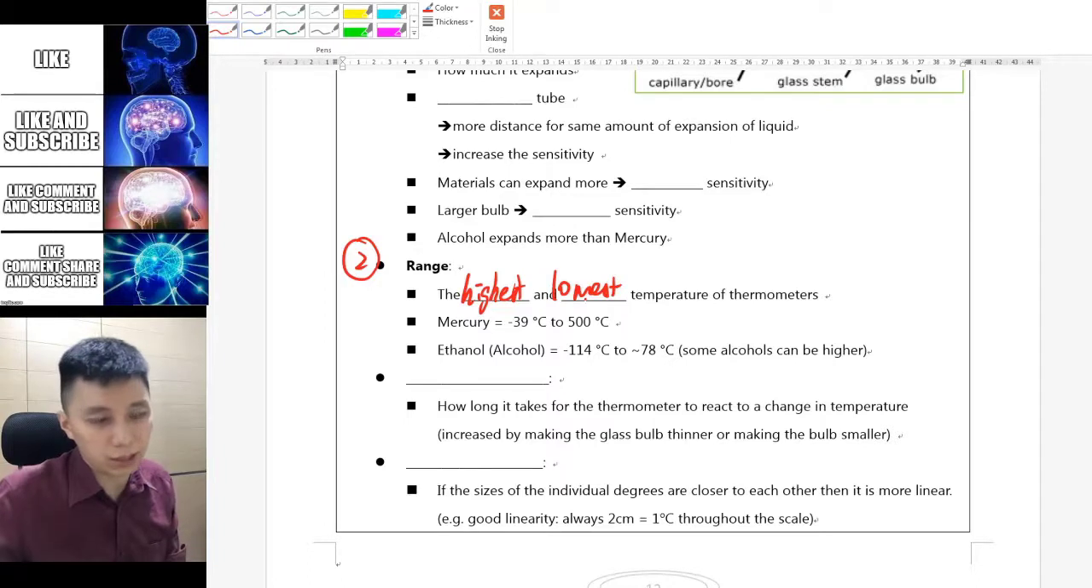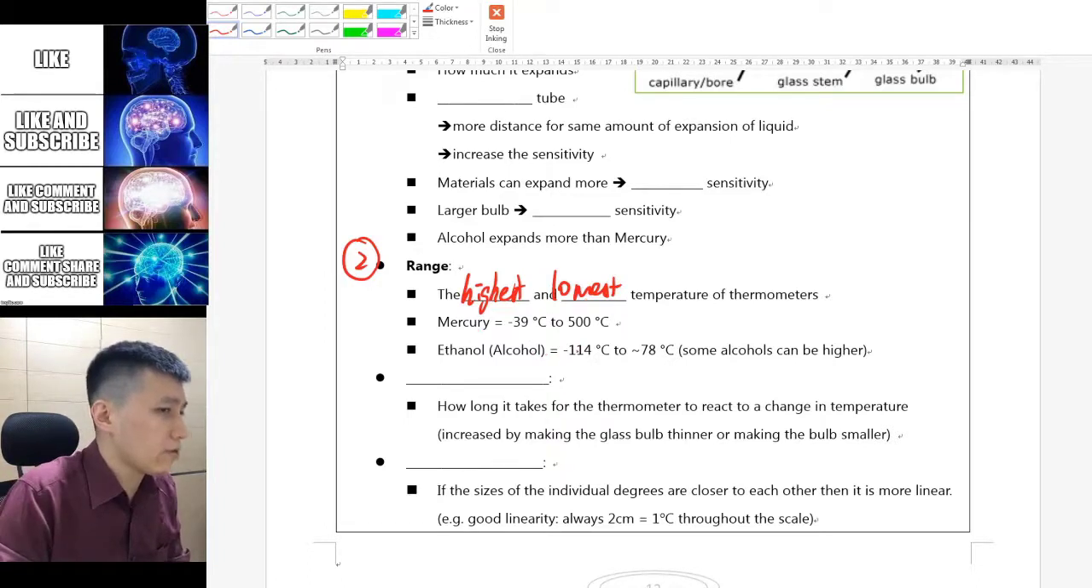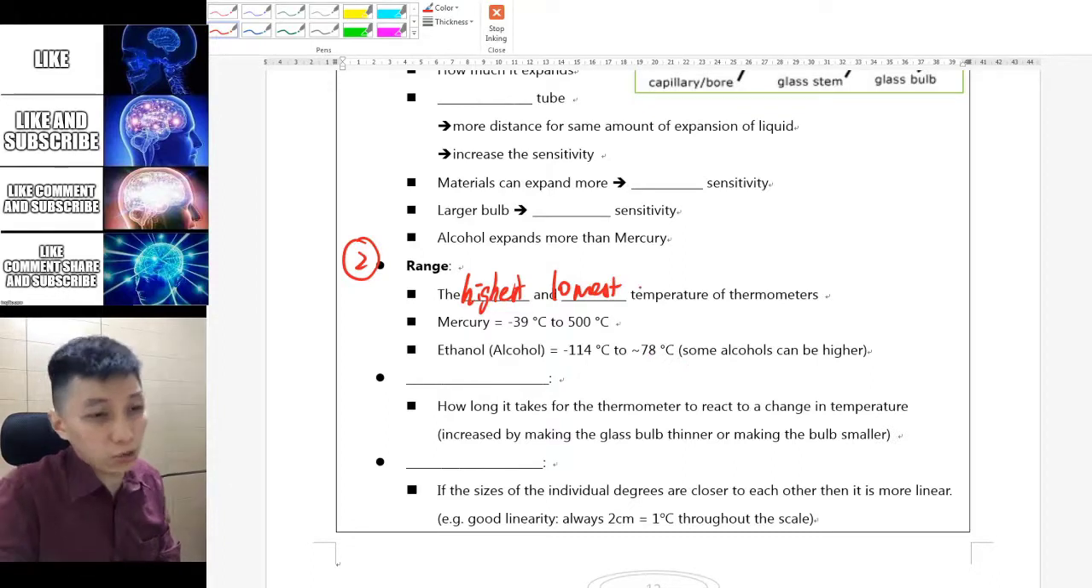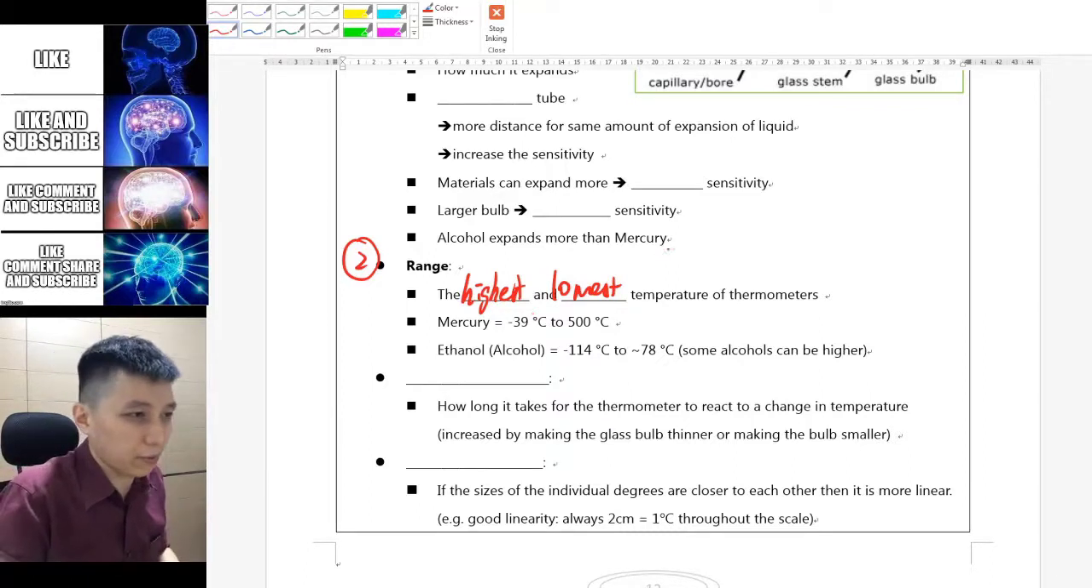Same idea. As for alcohol, you can see that it can go deeper into the negative, but going up is not easy because alcohol can boil or evaporate easily. For example, ethanol will have a range up to 78 degrees Celsius only. The one that we use in school is not ethanol. Some sort of alcohol, I'm not sure what exactly it is, but definitely it can measure up to more than 100 degrees Celsius. That's simply the boiling point.